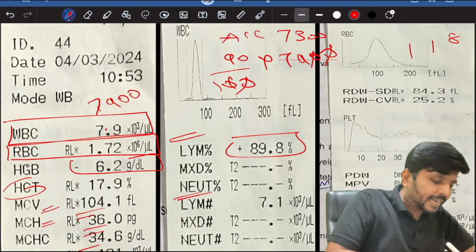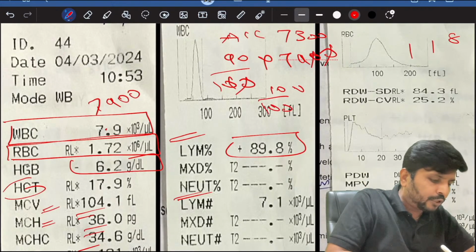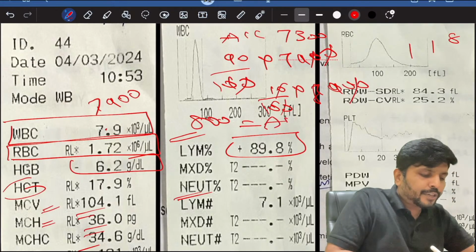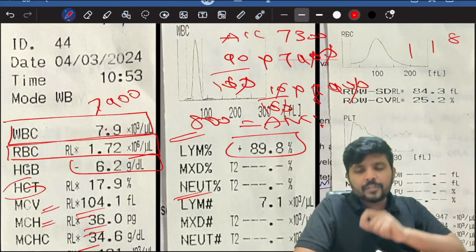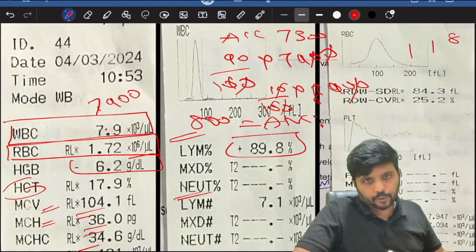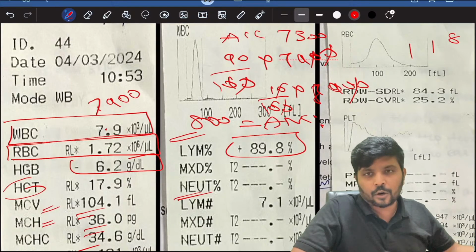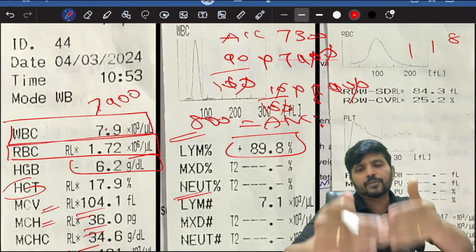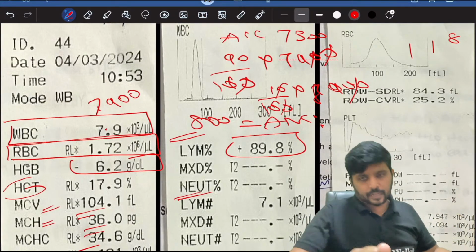So the remaining 10%: 10 by 100 into 7,900. Let me say 8,000. So only 800 is the absolute neutrophil count. So in this way, based on the percentage given by the automated hemogram and based on the WBC count, we will arrive at your absolute neutrophil count and absolute lymphocyte count.